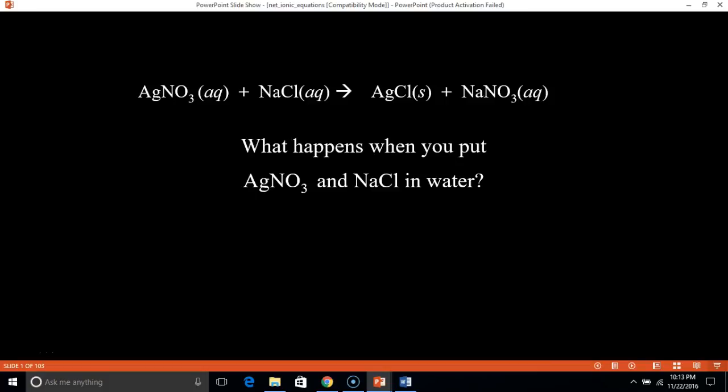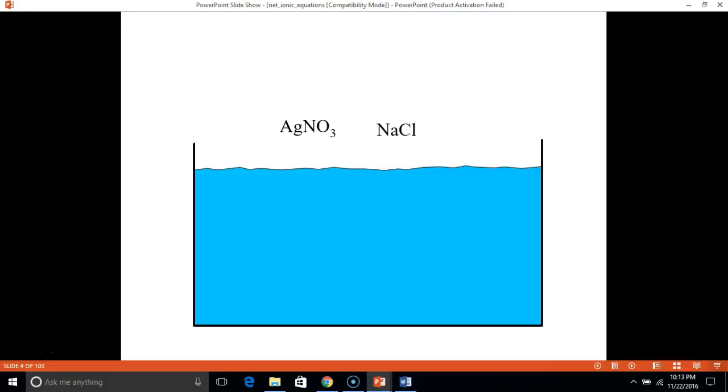So here we have silver nitrate, aqueous, which means it's soluble in water and will dissolve, and sodium chloride, and then it's going to form some silver chloride. So here we go, these two are falling into the water, and immediately when they hit the water, they separate into their ion forms. The water molecules pull them apart. And so the silver and the nitrate and the sodium and the chloride just kind of bounce around in the water and move about their business.